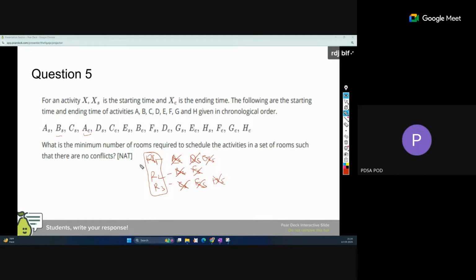So in the exam you can solve it like this. Here we are looking for the minimum number of rooms. The minimum number of rooms required is 3 for the complete process.